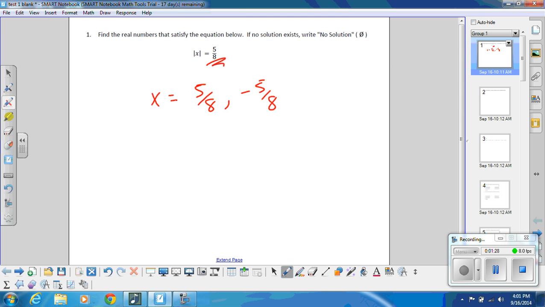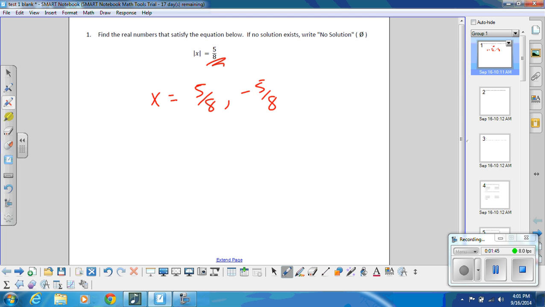Now, with absolute value, if you have a problem similar to this, you're always going to get one answer that's positive and one answer that's negative. I didn't see any other problems in this section that have further things with absolute value, which you'll see later in that class, where you have other possibilities.